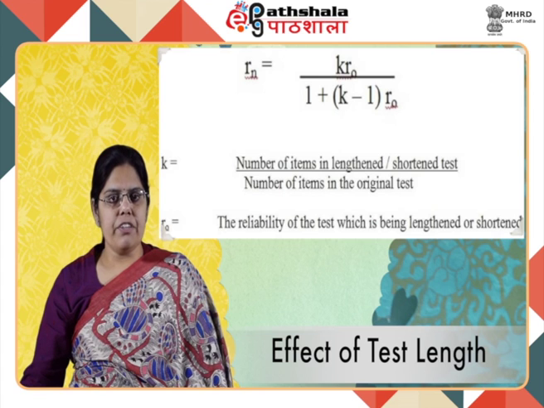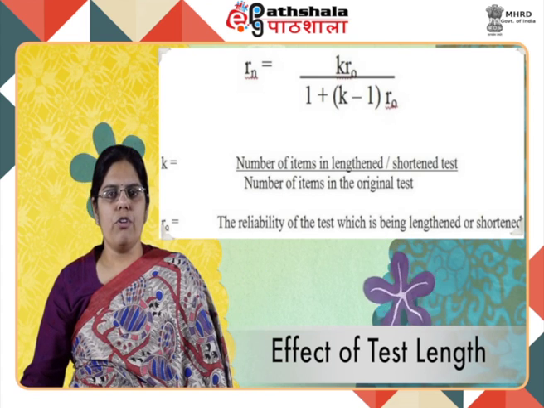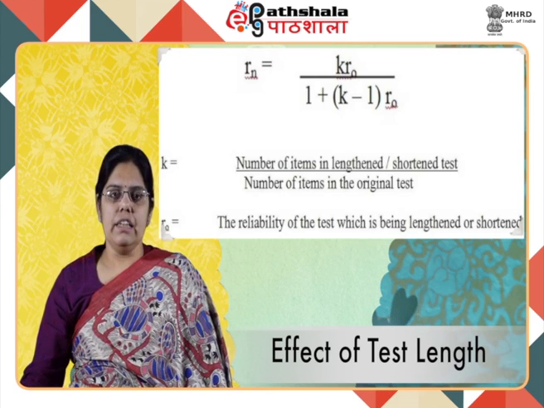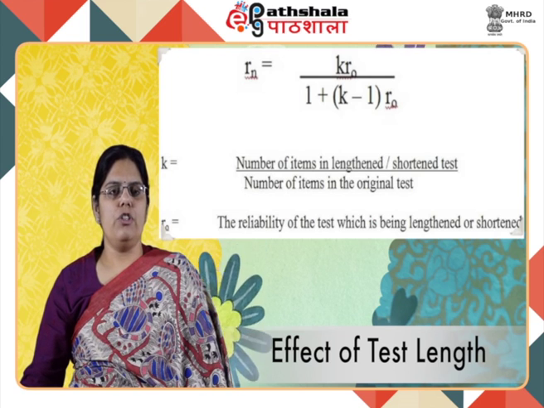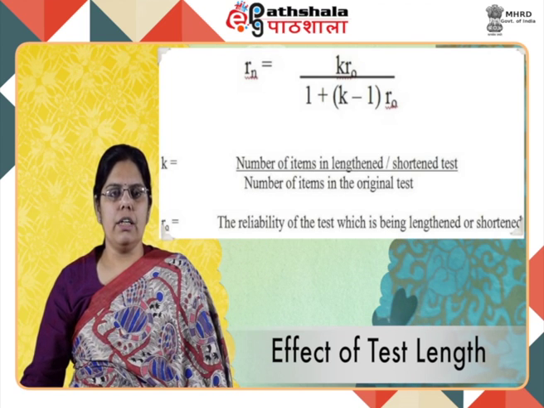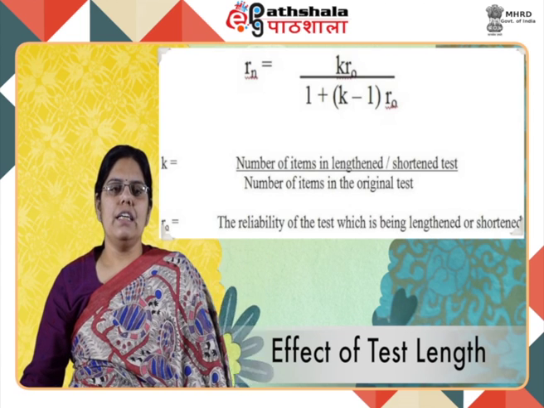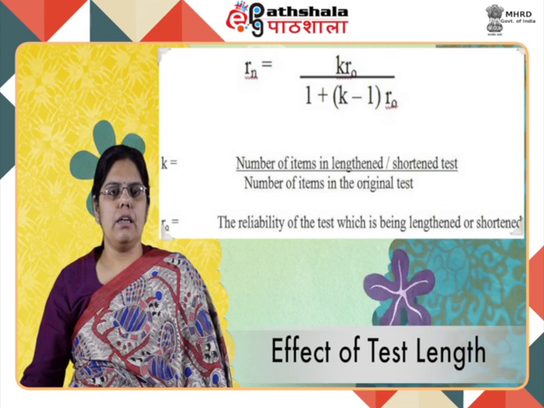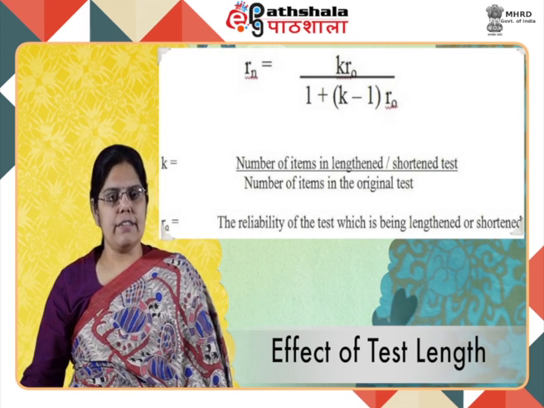Thus, in the previous example where the test was increased in the length by adding 80 more items, and the number of items then becomes 120 instead of initial 40, the reliability of a new test can be calculated by using the same formula. In this example, our K would be equal to 120 upon 40 because 120 is the total number of the items in the lengthened test and 40 is the number of items in the original test. K comes out to be 3.